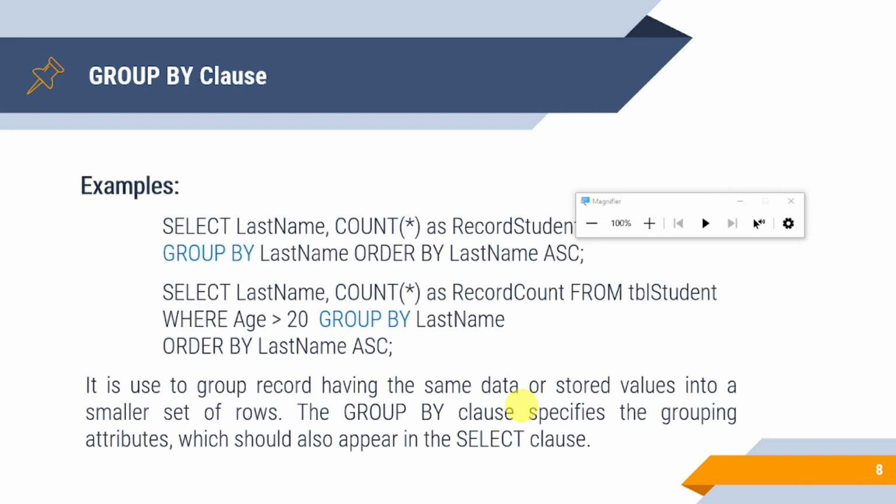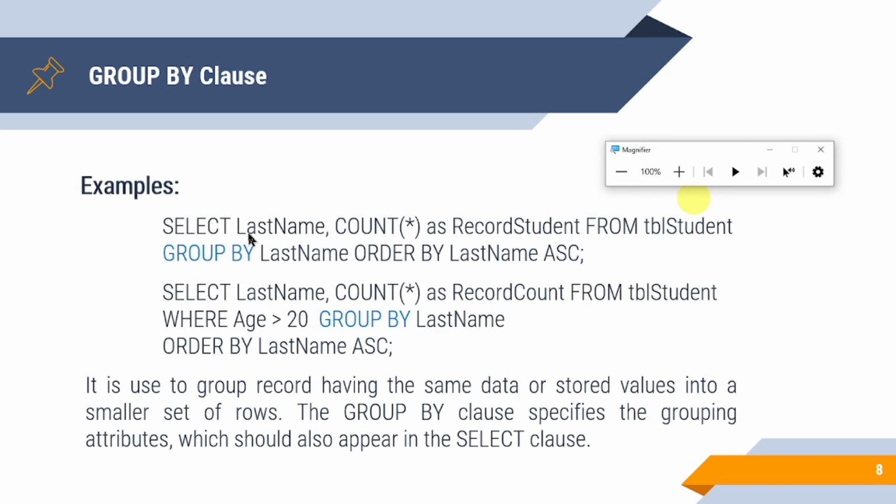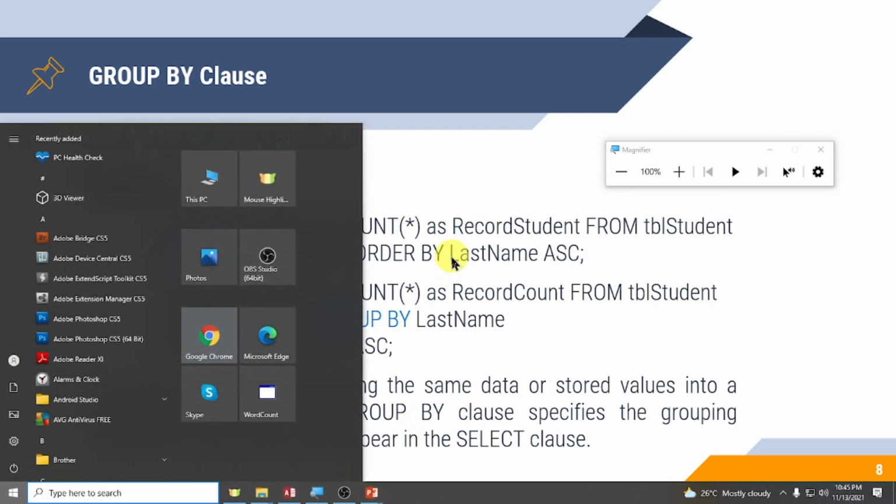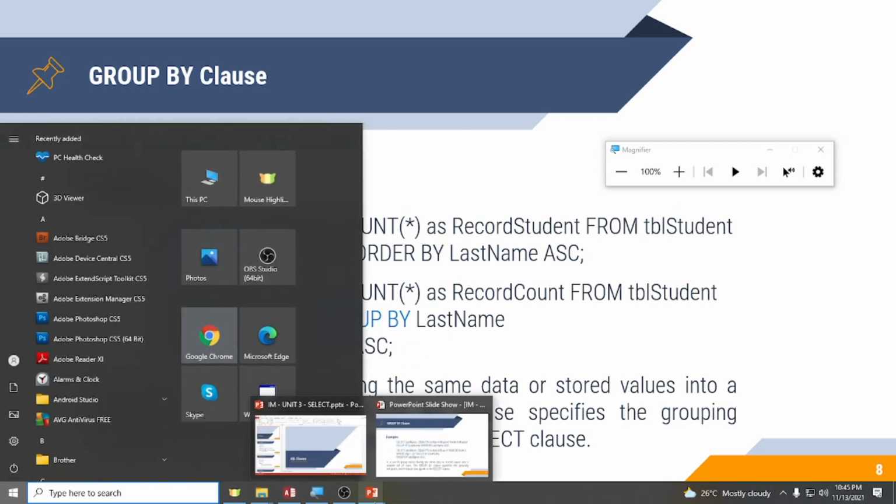So here, the next is group by. So let's try to use group by. So select last name and then count asterisk, okay, as record student from TBL student, group by last name, order by last name ascending. So meron na tayong group by, meron pa tayong order by. Okay, so let's try to do this in Microsoft Access, and I will explain to you each component of the statement.